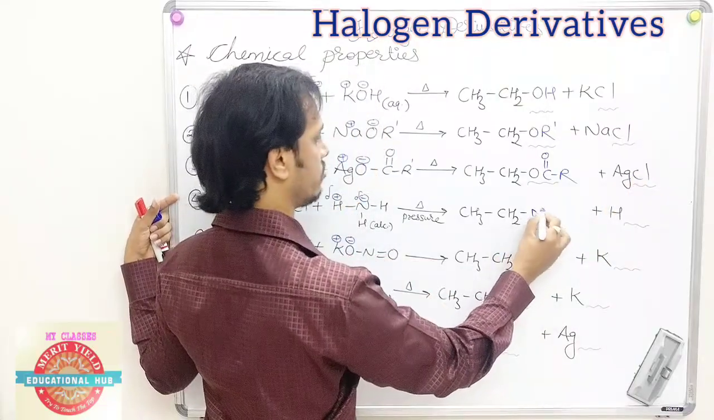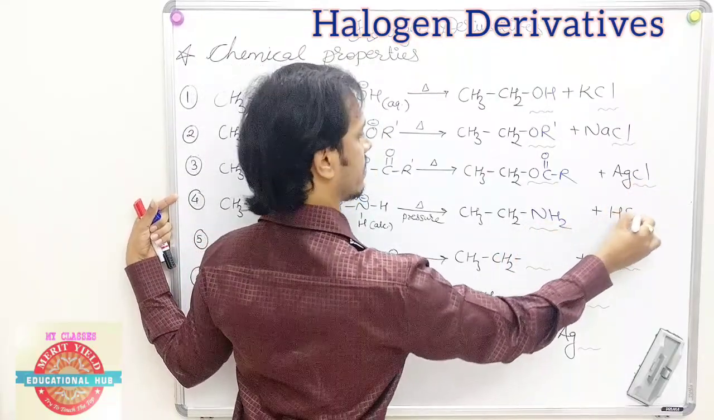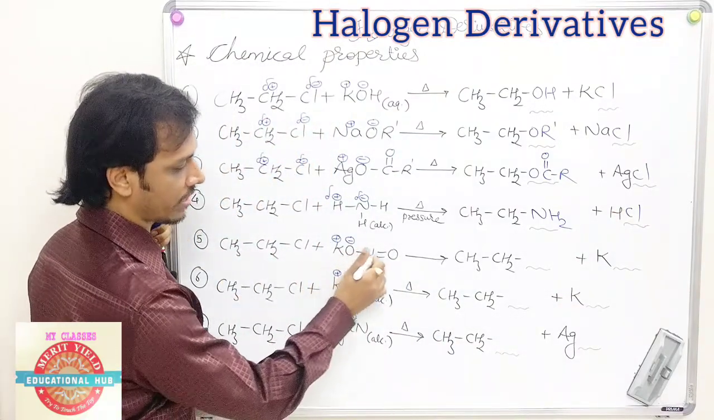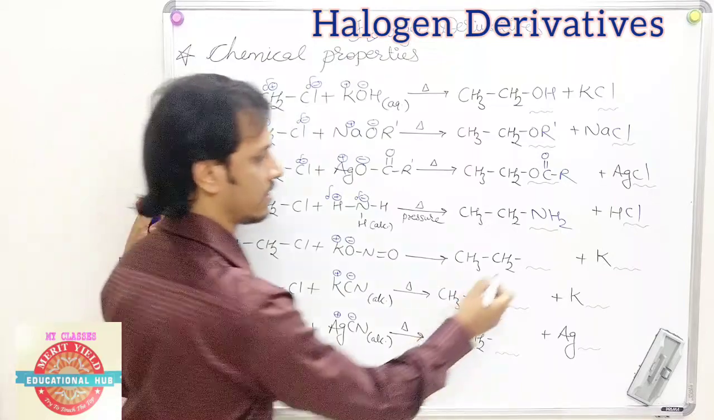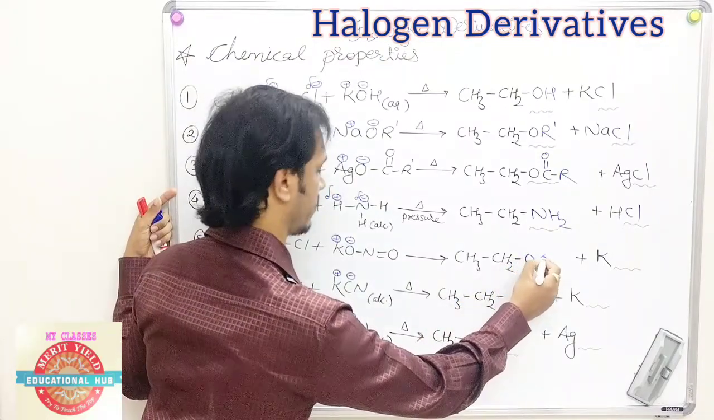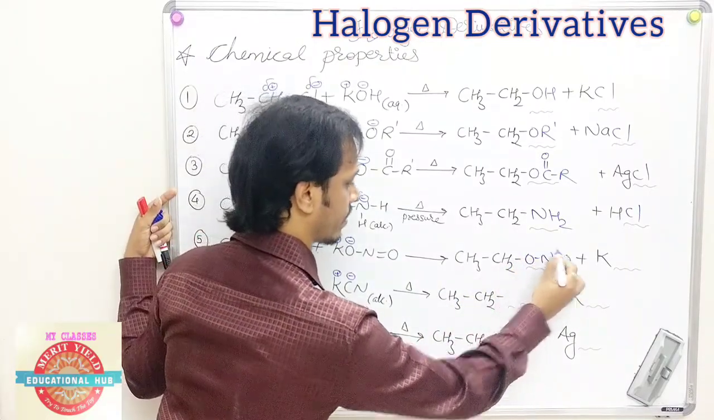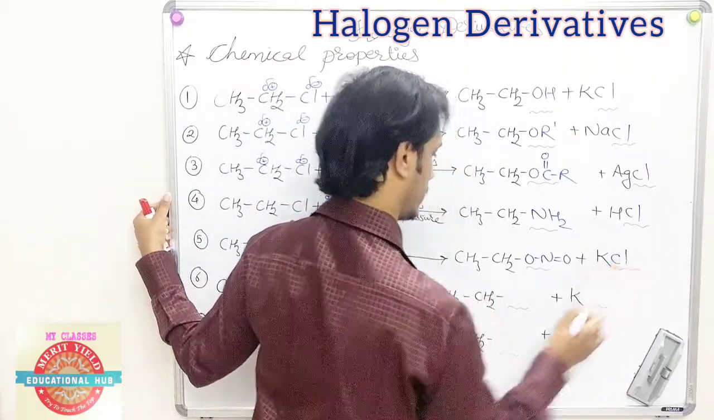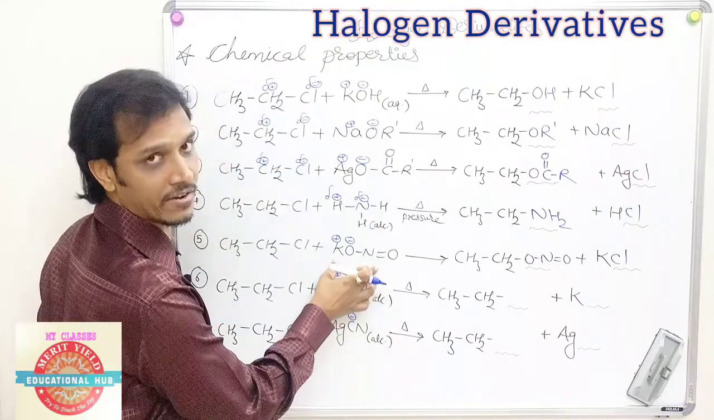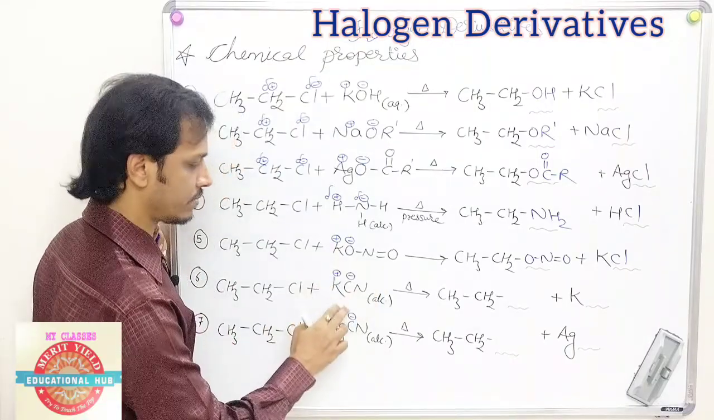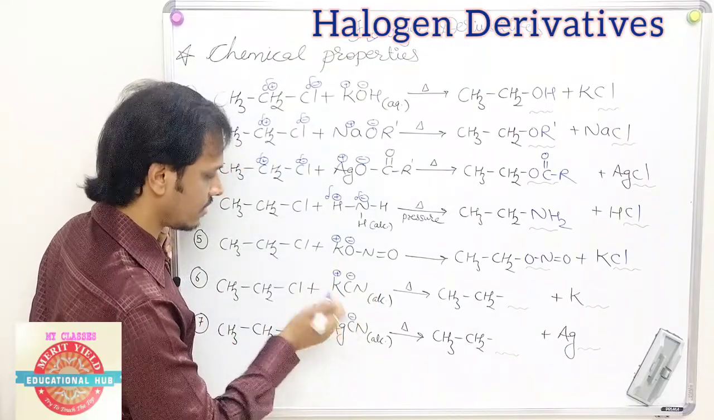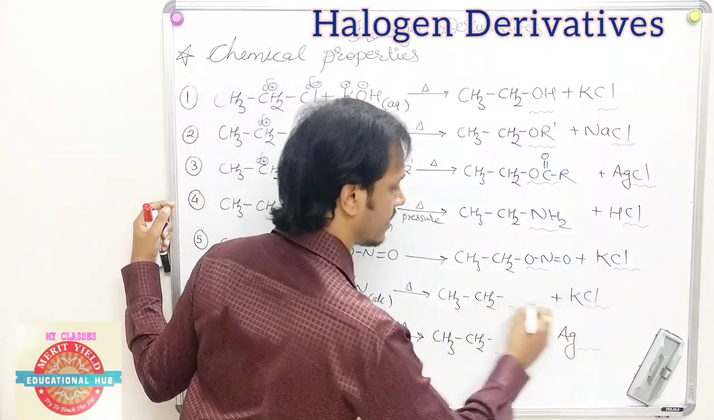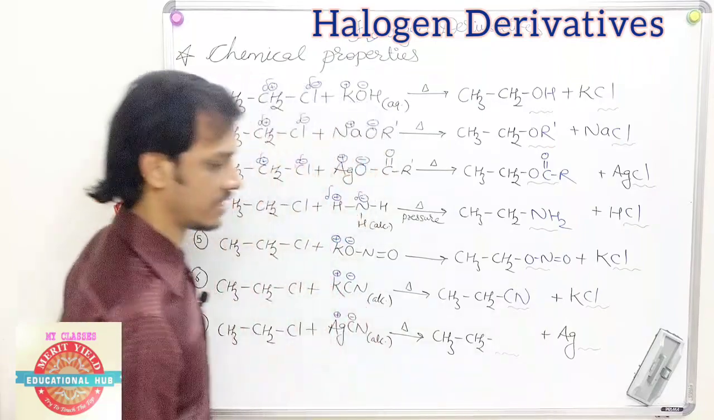It is NH2 with Cl. Now you try. Whatever CH3CH2 goes with ONO and K goes with Cl. O, N double bond O and KCl. It is called potassium nitrite. Okay, it is potassium cyanide. Same happens here also. KCl, and this CN, the cyanide part, goes to CH3CH2Cl.